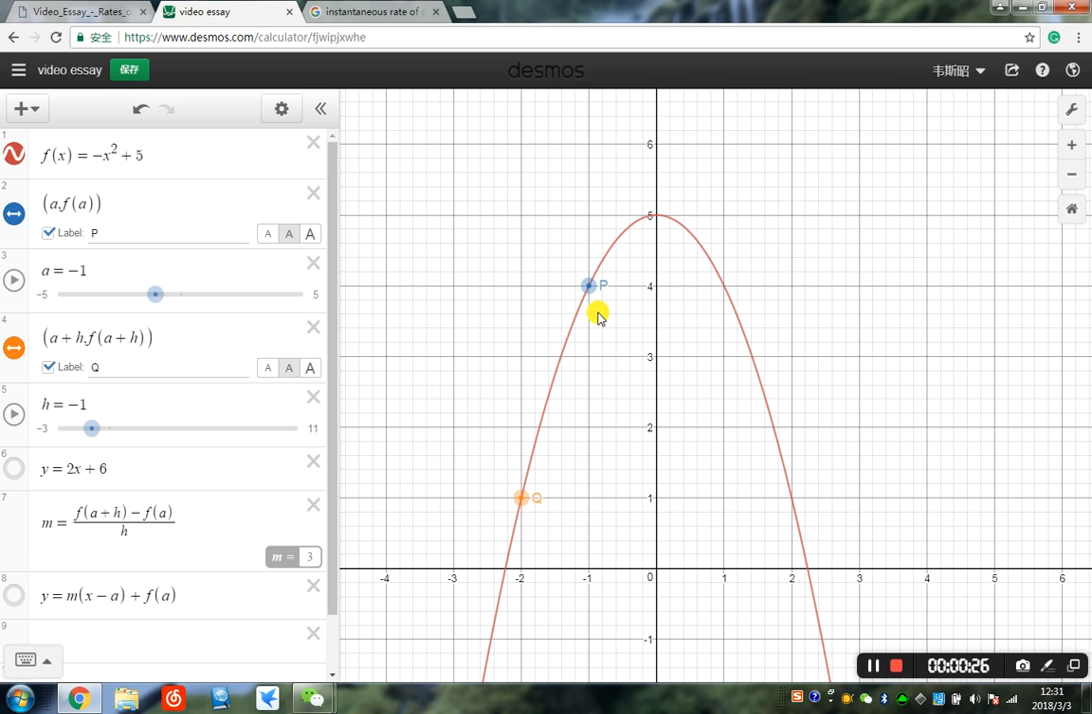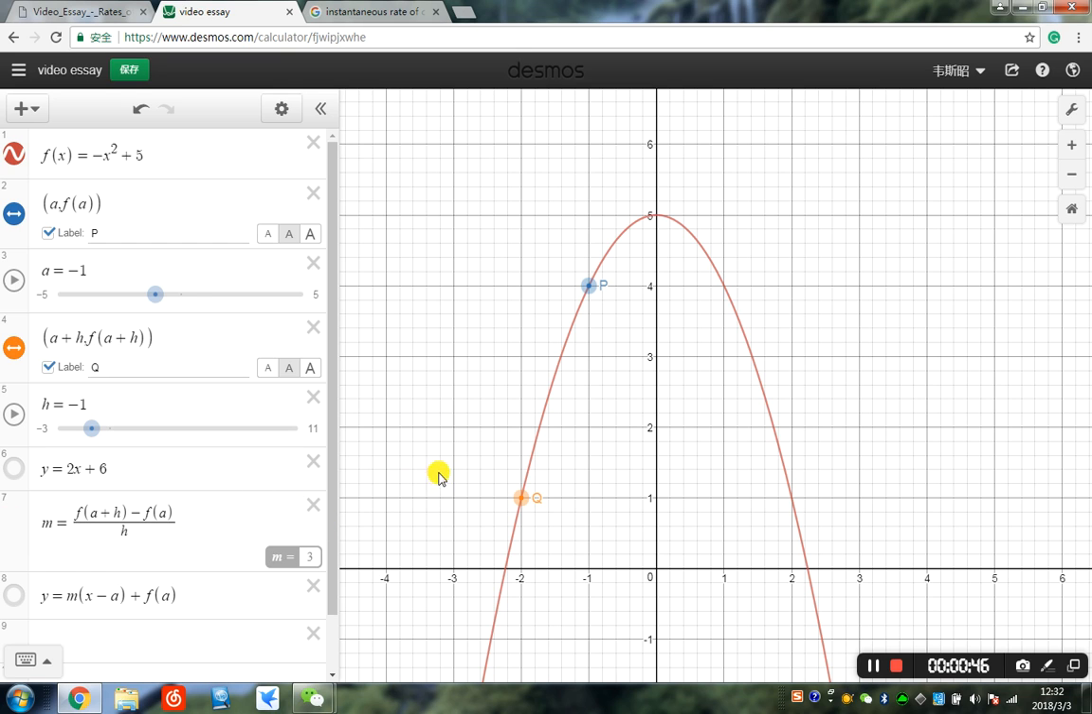side of point P. So here h is supposed to be a negative number, so that point Q can stay on the left-hand side of point P. So this is the general formula.